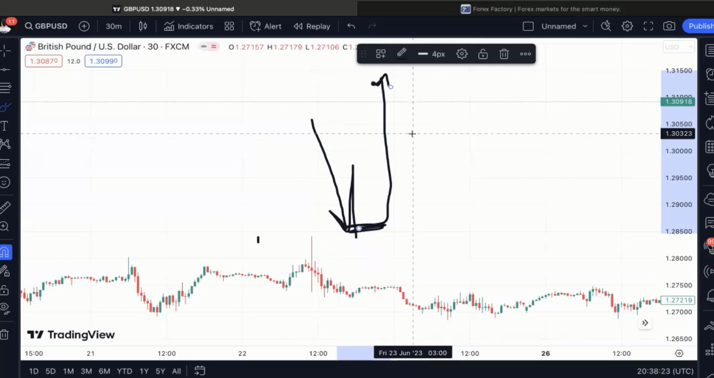I think I've been able to fuse in both market analysis and how to trade the news. So if you have any question right now, do let me know.